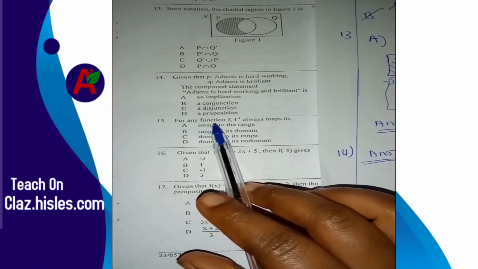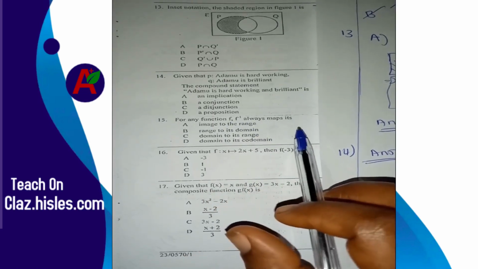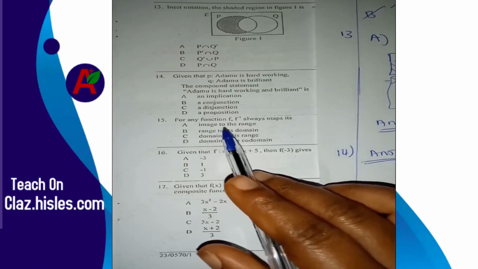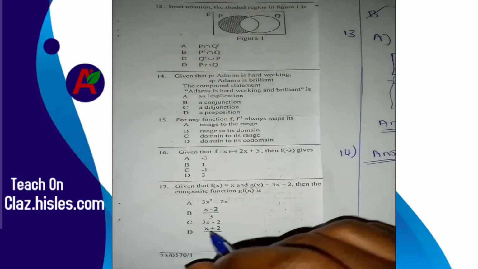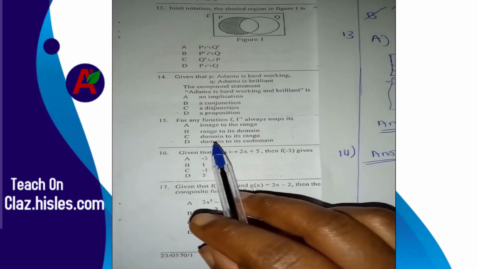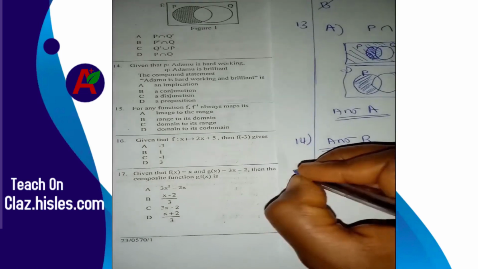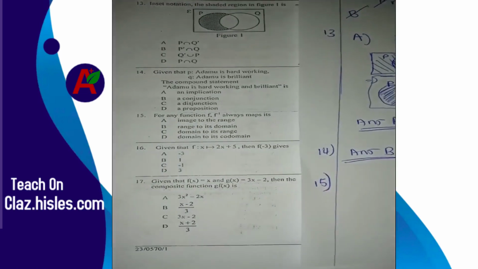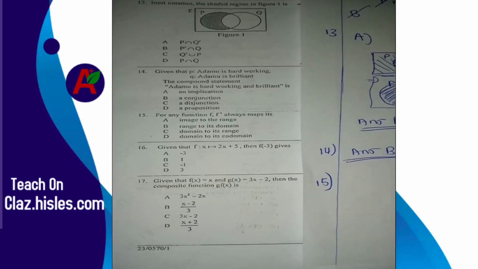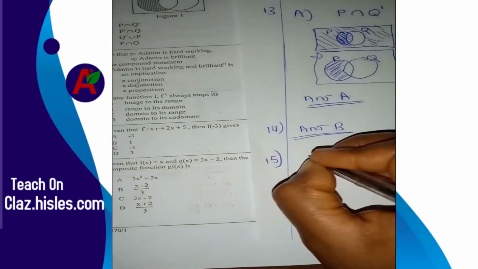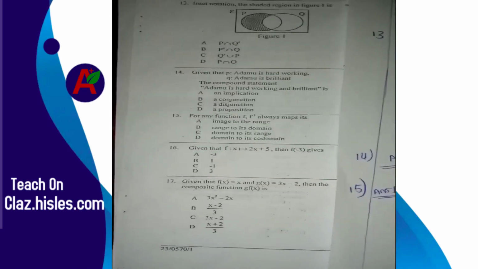Number 15. For any function, f inverse always maps the range back to the domain, the domain to the codomain. So the answer to number 15 is D. That's the basic definition of functions. The inverse of a function maps the domain of the function to the codomain. So the answer to number 15 is D.